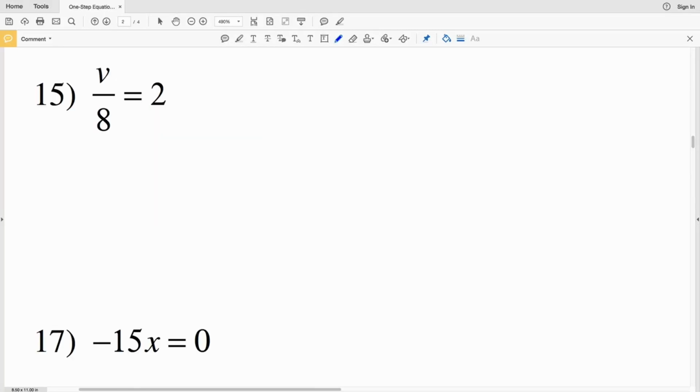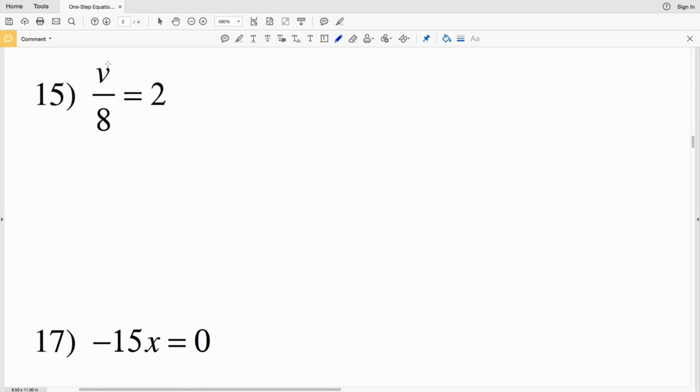Continuing on with the Kuta Software free worksheet, one-step equations, we're going to do numbers 15 through 30. And this will finish up this worksheet. What we're doing is we're solving each equation. So that means we need to isolate the variable to find out what the variable is equal to.